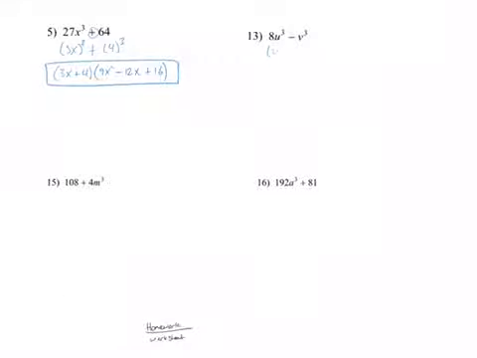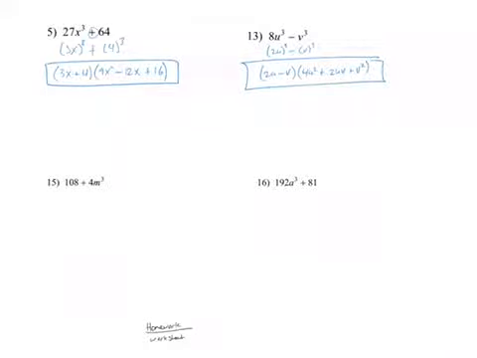This is going to be 2u cubed minus v cubed. So this is going to be 2u minus v, 4u squared plus 2uv plus v squared.